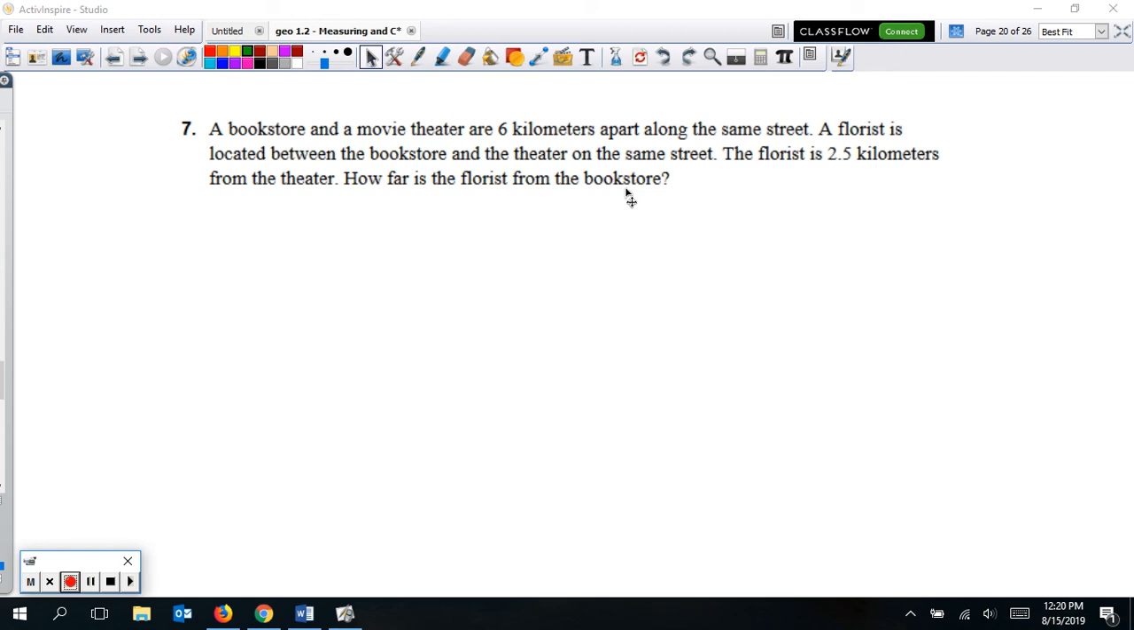So we want to draw this out as a segment, with 3 collinear points. We have our bookstore, the theater, and it says that the florist is in between somewhere. So we can use B for bookstore, T for theater, and F for the florist. We're going to draw a segment out. It'll look something like this. Make sure your bookstore and your theater are on the ends, and the florist is somewhere in between. Doesn't really matter where. We're just going to put it in the middle somewhere.